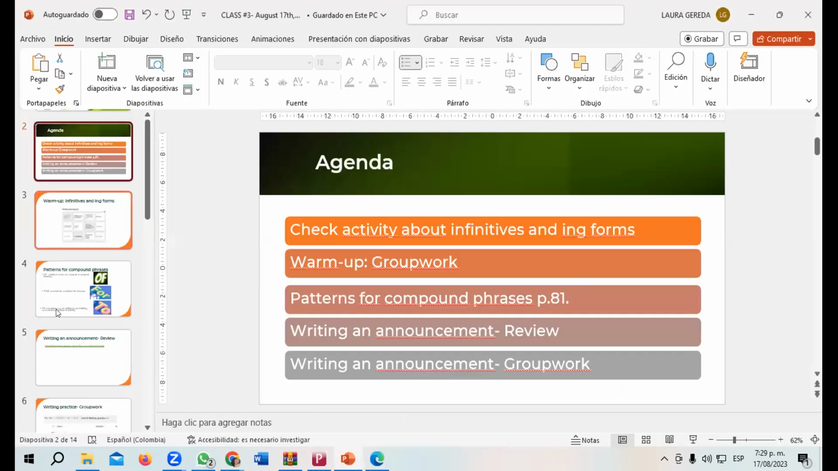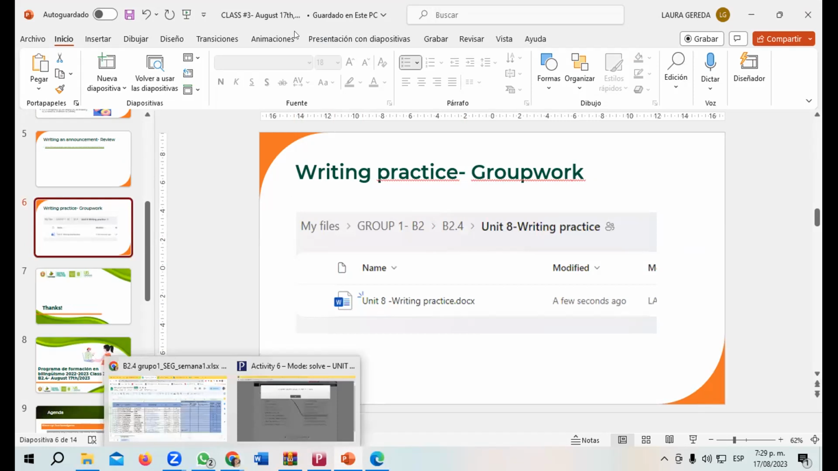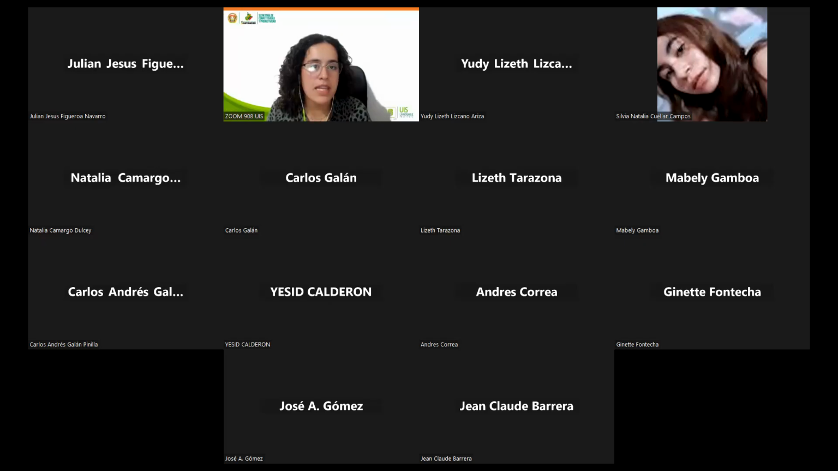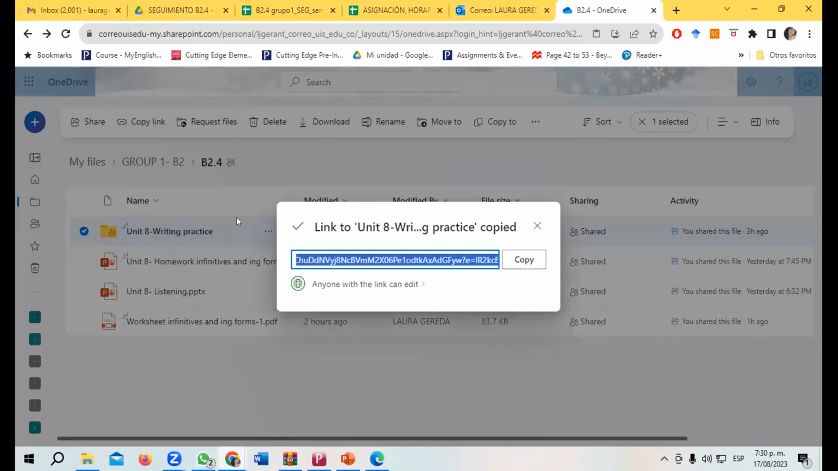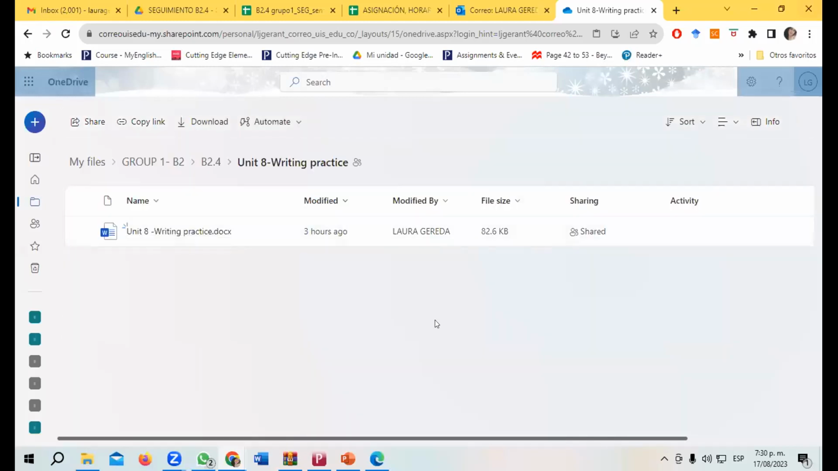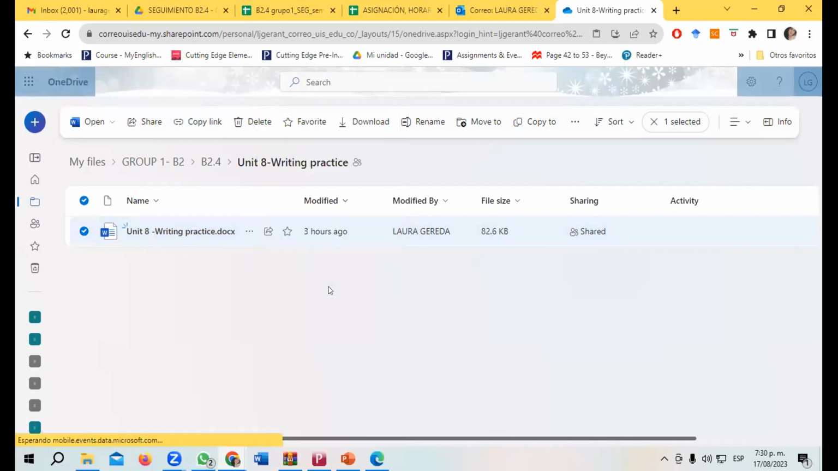Now, listen. We are going to have 15 minutes to work on our writing activity. So let me show it to you. I will explain and then we can create the breakout rooms for you to start working on that, okay? In our folder, you're going to find another smaller folder called Unit 8 Writing Practice. So you go here and you download this document. Please do not edit this document. You download it.